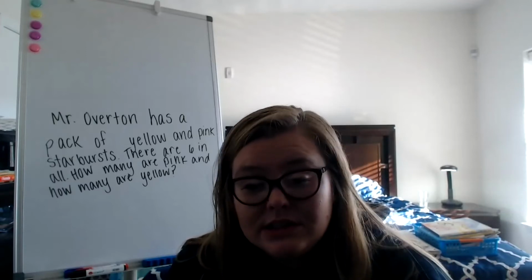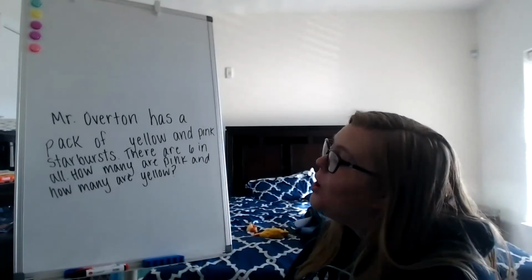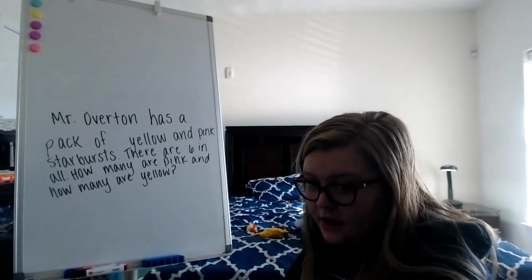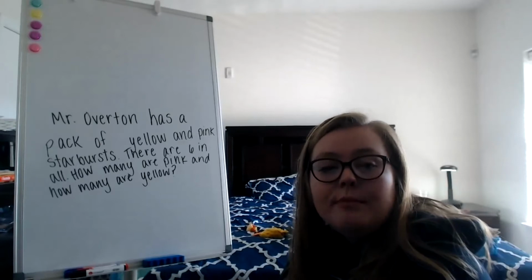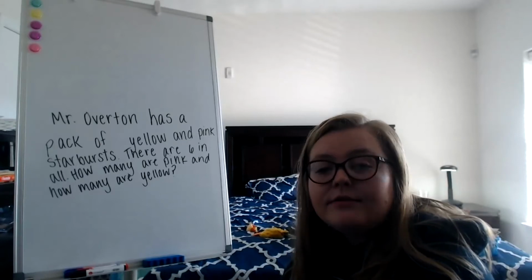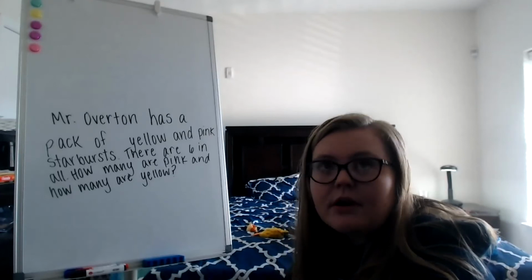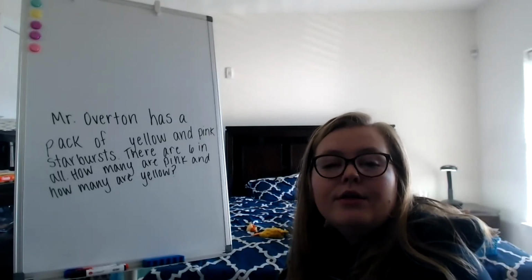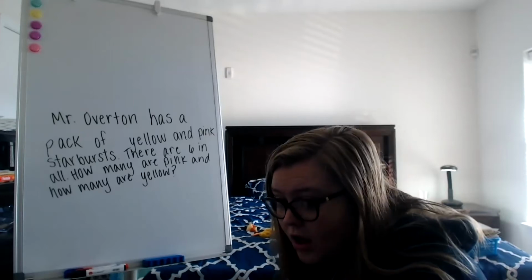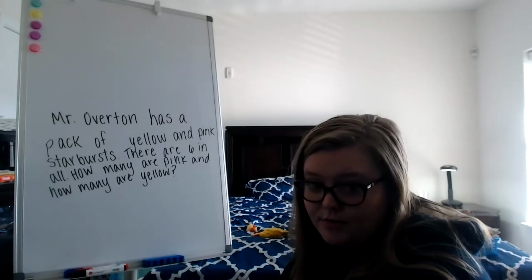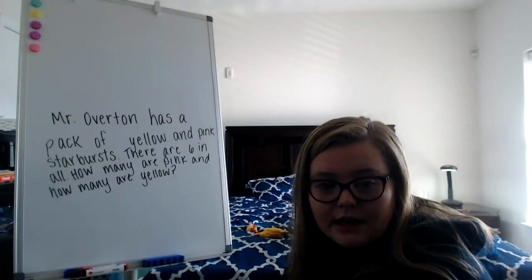So how I would solve this problem is, what is the information that the problem gives me? Let me read it one more time. Mr. Overton has a pack of yellow and pink starbursts. So I know there are 2 different colors in the pack. There are 6 in all. So in all, there are 6 starbursts. How many are pink and how many are yellow?